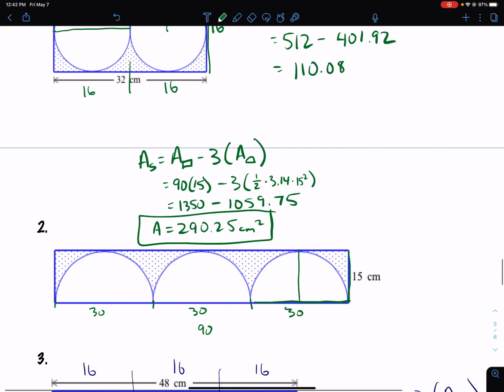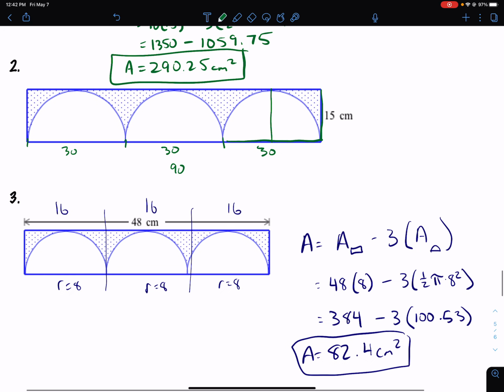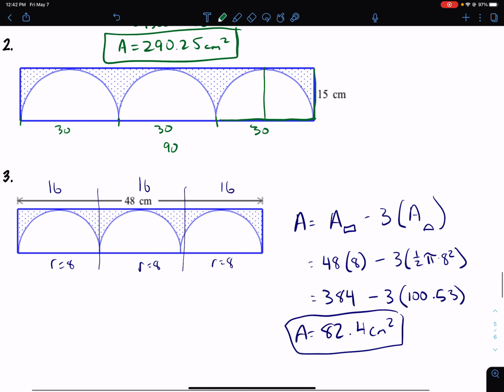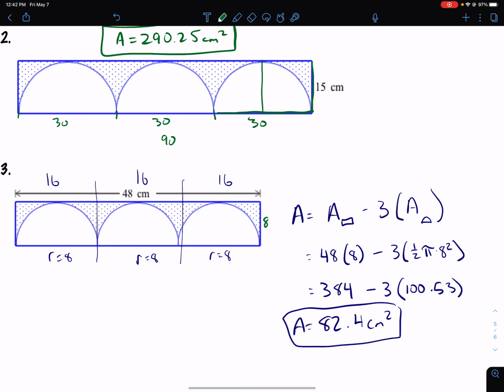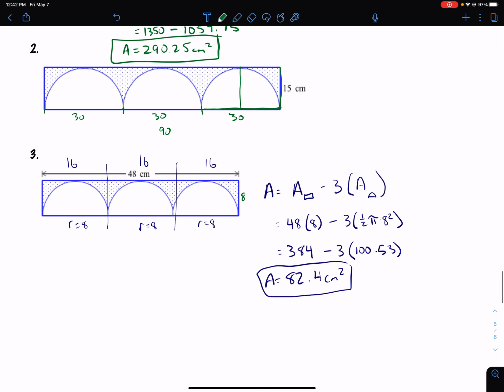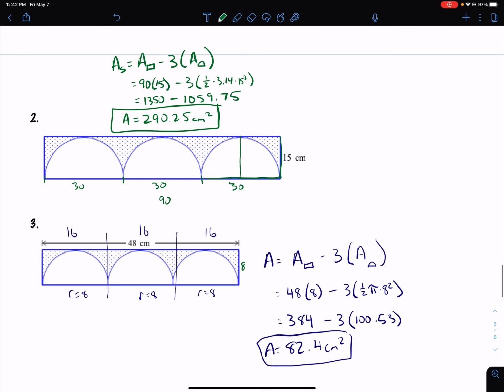All right, see if you can get number 3, and then we're all done. So same idea, figure out what the radius would be, and then obviously that creates the height right there. When you do it all, you would get 82.4. And that's it. Let me know if you have any questions.